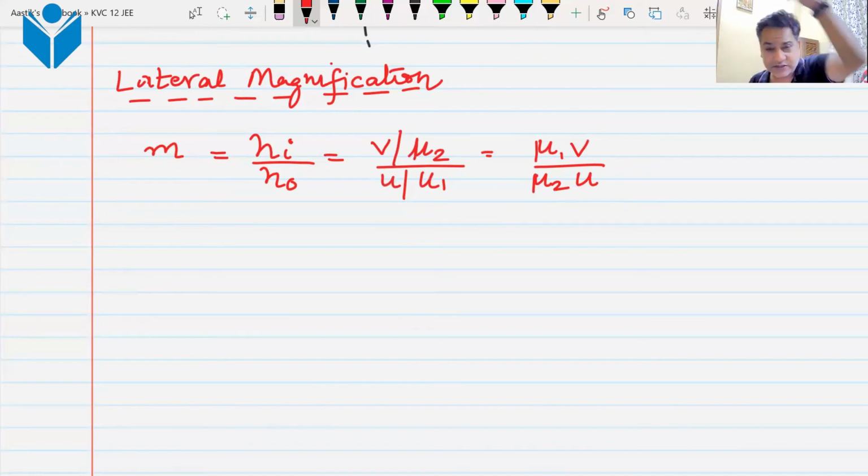If the magnification turns out to be negative, then it is a real image. If the magnification turns out to be positive, it is a virtual image. Do we understand this? Yes or no? Everyone noted down this formula, because after this formula comes a small problem. I think this problem is from your module.